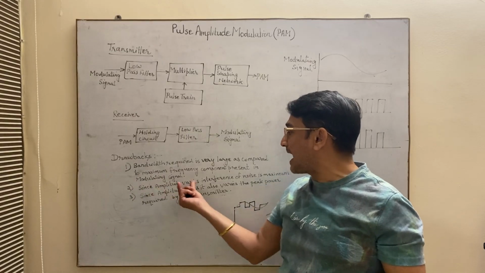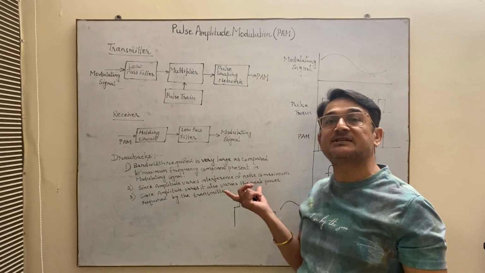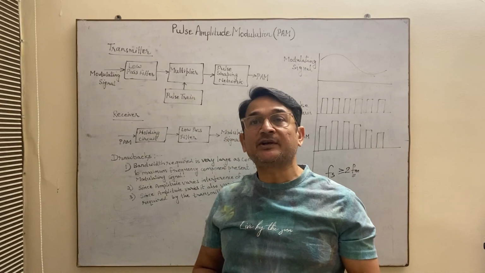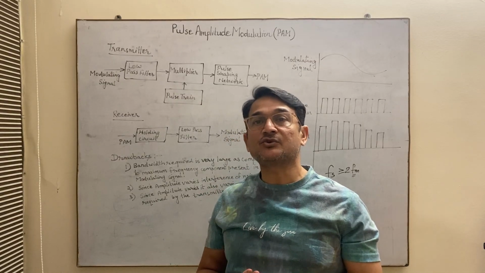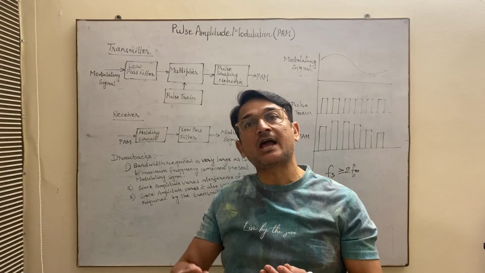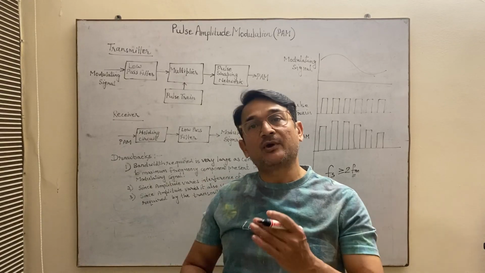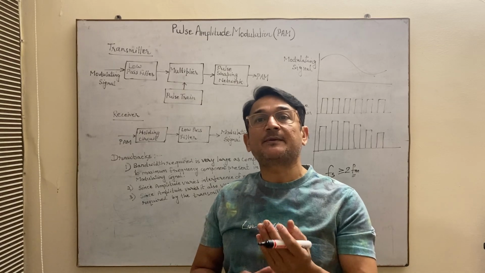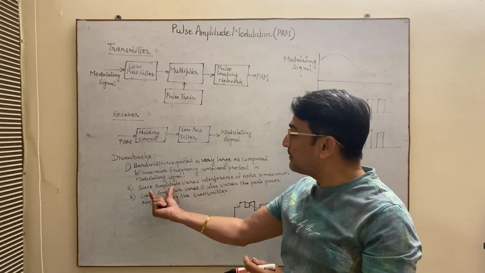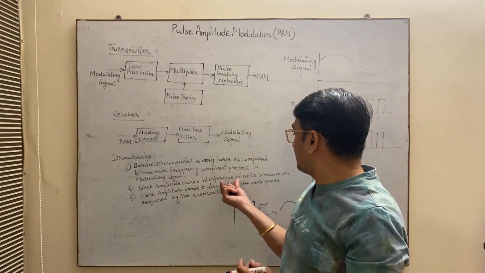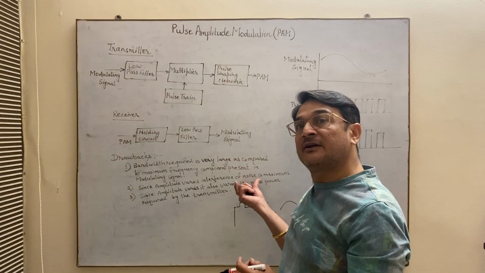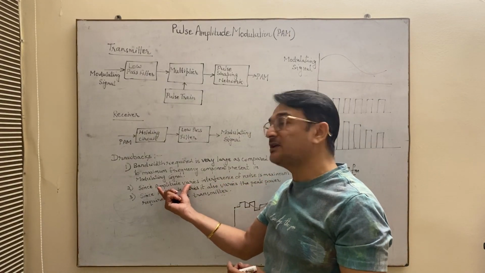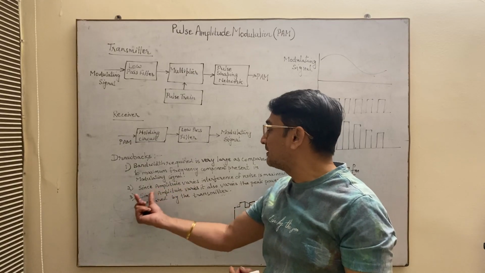The second drawback is that, since the amplitude varies, the interference of noise is maximum. This phenomenon we have already seen in amplitude modulation. In amplitude modulation also we vary the amplitude of the carrier signal. Because of the amplitude variation, the amplitude modulated signal is susceptible to noise. In the same way, pulse amplitude modulation also has maximum interference because of the variation in amplitude.